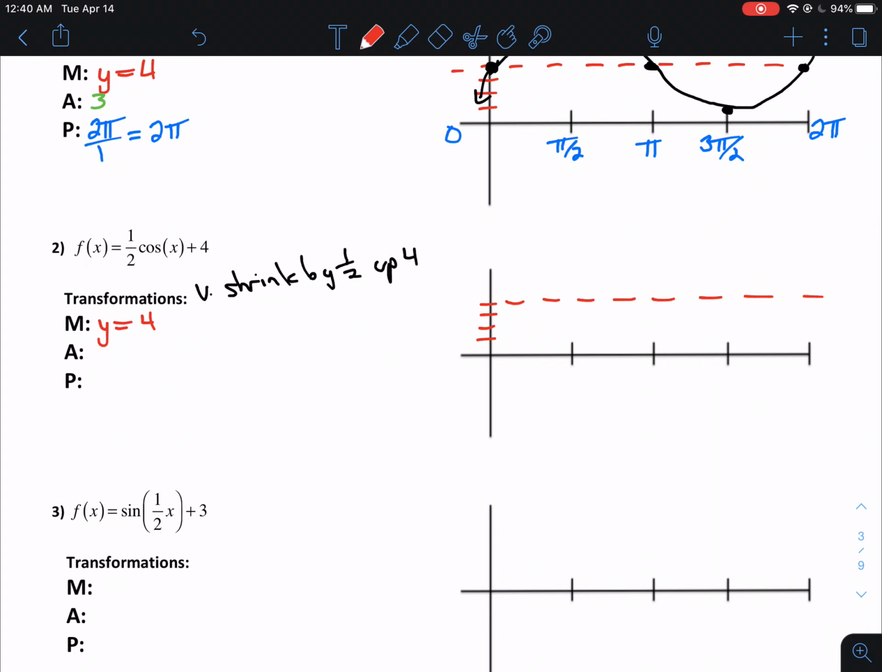Second thing, amplitude is a little bit shorter this time. Notice the amplitude is just 1/2. So we're going to go up by 1/2 and also down by 1/2. So it's going to be a much shorter graph, which should make sense because it's been vertically shrunk.